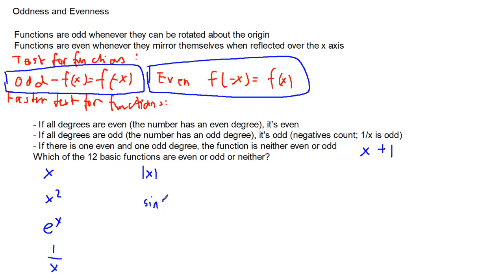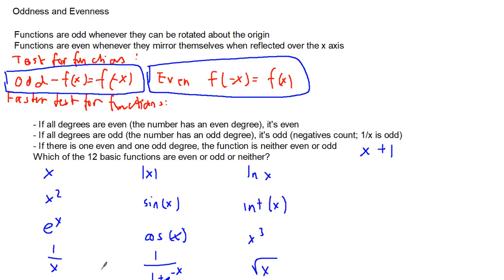sine of x, we have cosine x. Some of these you do just have to remember, like sine and cosine, right? And then we have 1 over 1 plus e to the minus x. We have ln of x. We have integer of x. We have, what else? X cubed. And then finally we have square root of x. So I'm going to give you 5 seconds, pause the video, try them for yourselves.